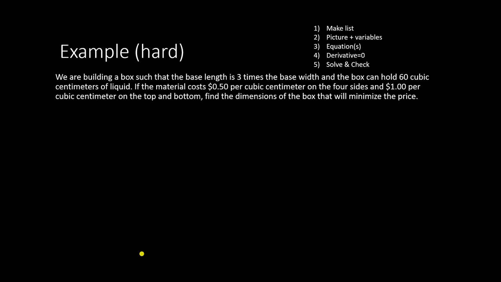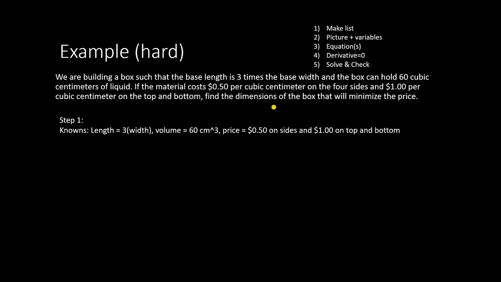Finally, this problem is another step up in difficulty. Even though the problem is harder, the steps will be the exact same. We're building a box such that the base length is 3 times the base width, and the box can hold 60 cubic centimeters of liquid. If the material costs 50 cents per cubic centimeter on the 4 sides, and $1 per cubic centimeter on the top and the bottom, find the dimensions of the box that will minimize the price. Let's start by making a list.